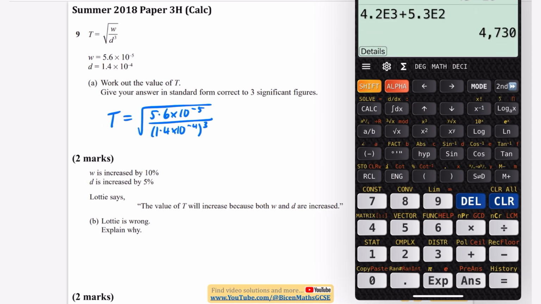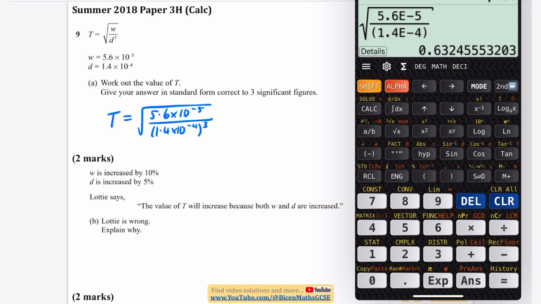So I'm going to first of all press the square root button, then the fraction button, and now I'm going to type in the numerator 5.6 times 10 to the power of minus 5. I'm going to put some brackets here so that I can do the cubing. I'm going to do 1.4 times 10 to the power of minus 4. I'm going to close those brackets, and then I'm going to cube that bit that we have. And it wants our answer to be in standard form to 3 significant figures.